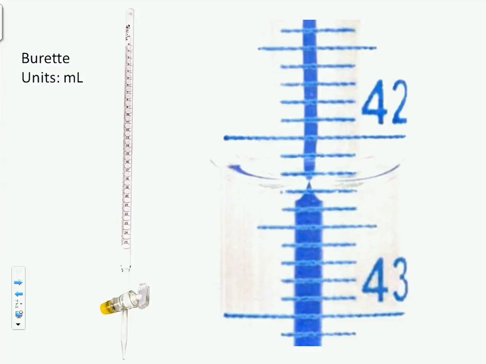So let's do an example of this. This instrument that you see zoomed in is called a burette. The way a burette works is it starts here at zero and it goes down. In this example, it's rated as 25. A lot of the ones that we have in the lab go to 50, but the units are in milliliters.